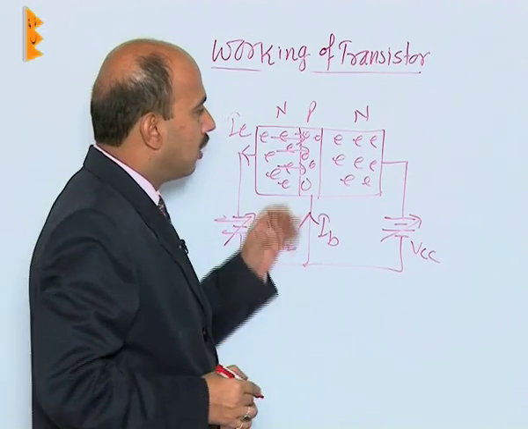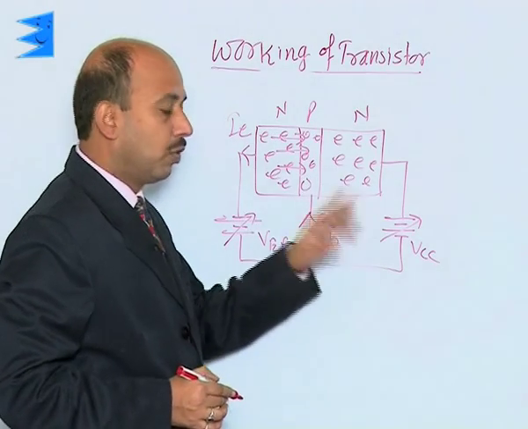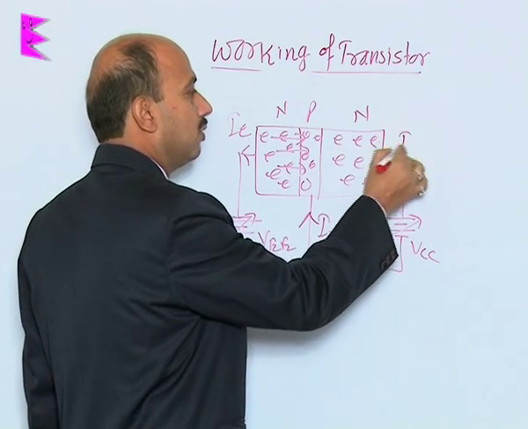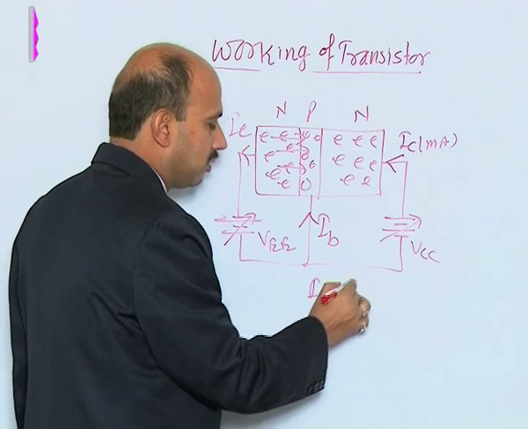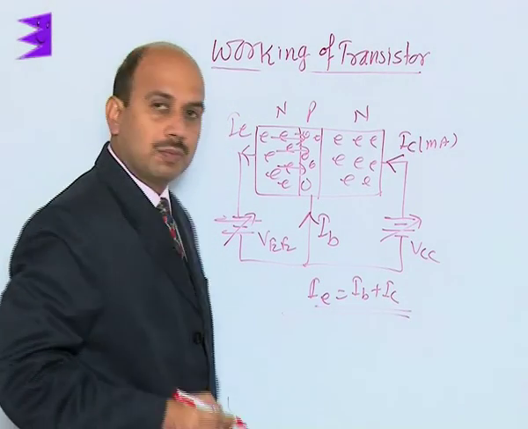Most of the electrons pass through the base region and reach the collector region, and due to this positive voltage they are attracted. Because of that, the collector current flows to this side, IC, which is in milliamperes. Again the same relation is justified here, IE is equal to IB plus IC. So this is the action of the transistor.